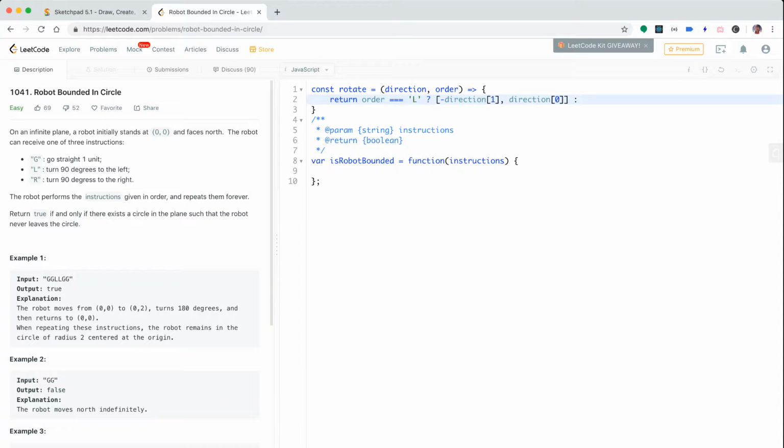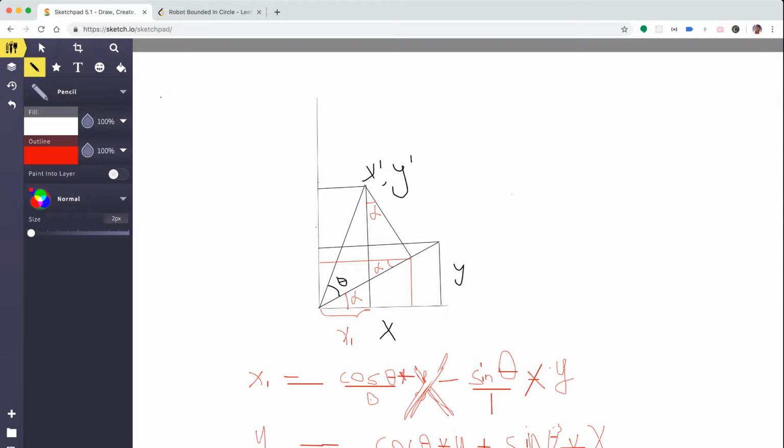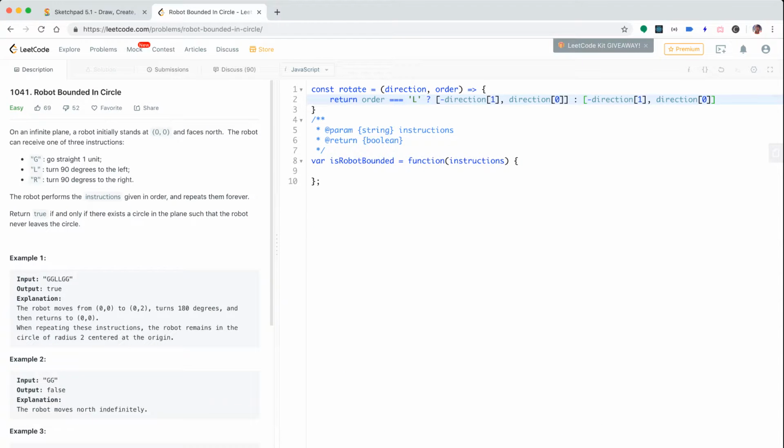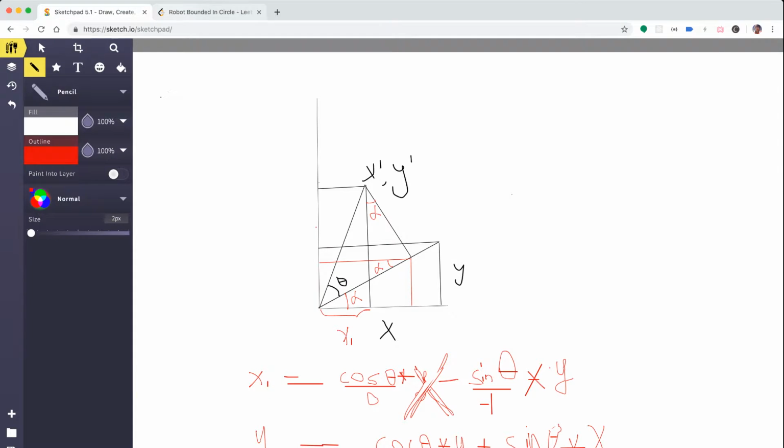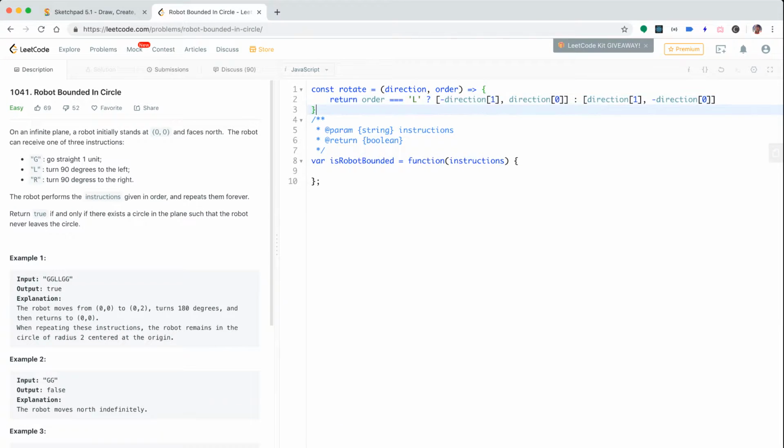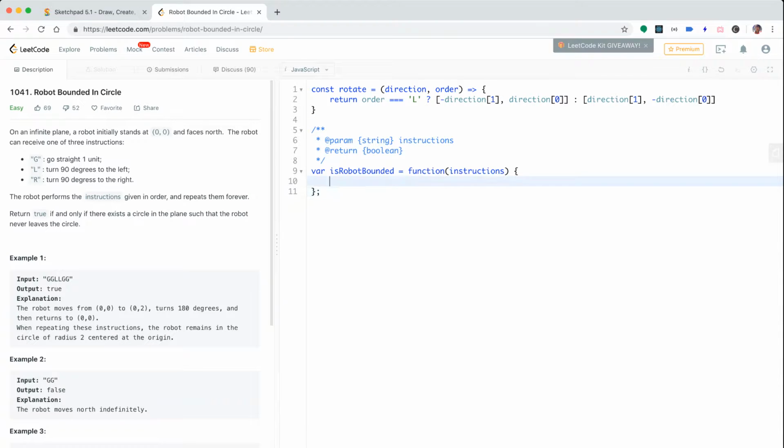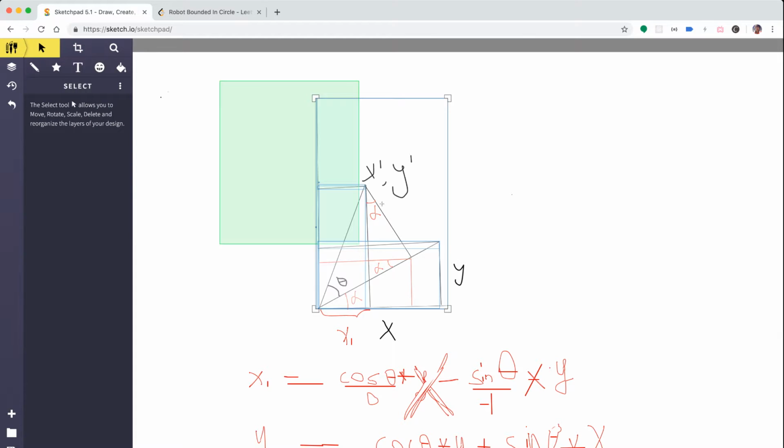If it's to the right, we say the same. Only this one is the same, but this one is minus 1. So it should be direction 1, but minus direction 0. Okay, we got this rotate thing, and now we need to find out the pattern of the problem.